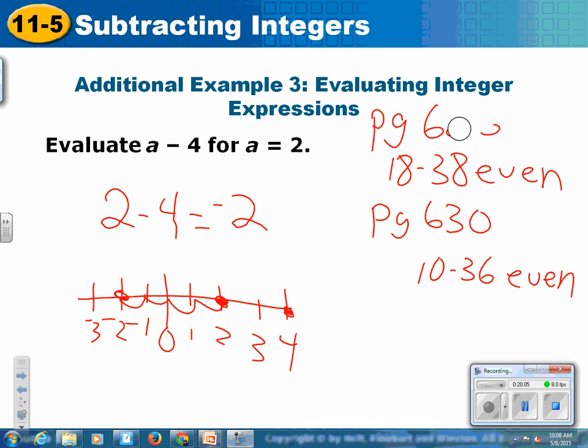Correction. Page 619 and page 623. Sorry about that.